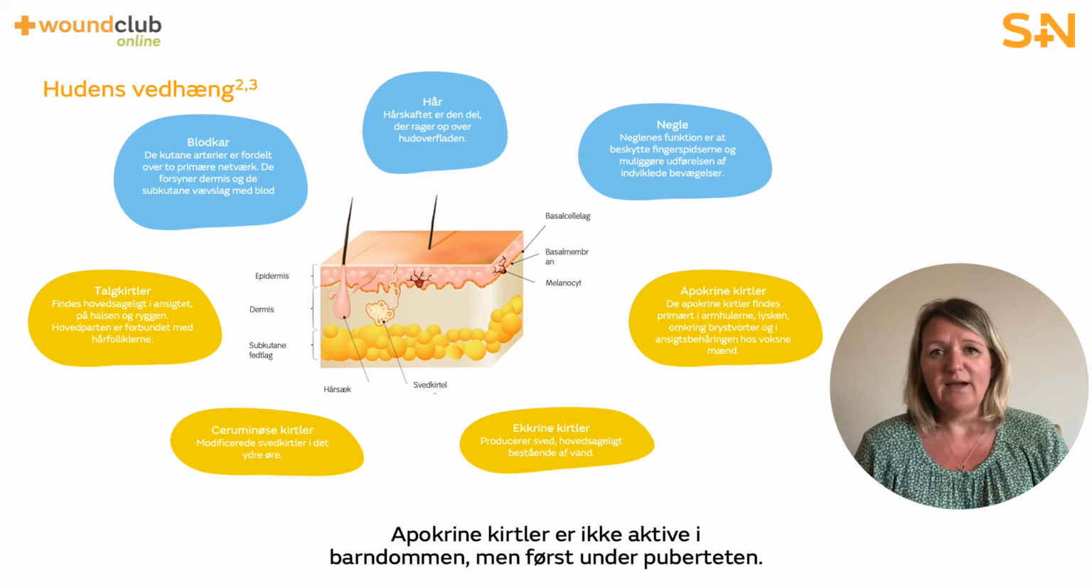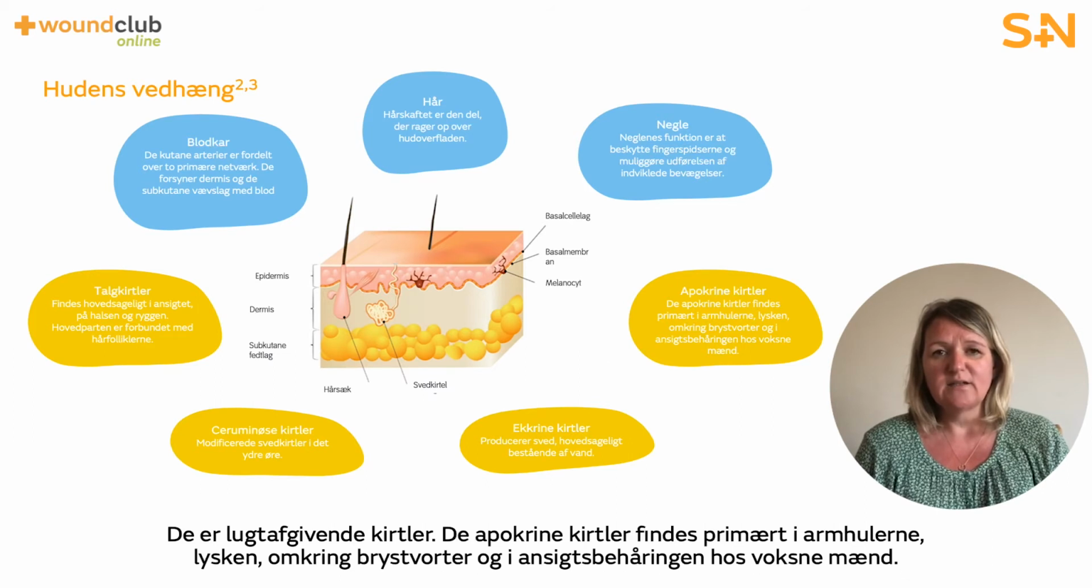Apocrine glands are not active during childhood and are activated during puberty. These are our scent-releasing glands, mainly found in the axilla, groin, areola of the breast and bearded regions of the face in adult males.